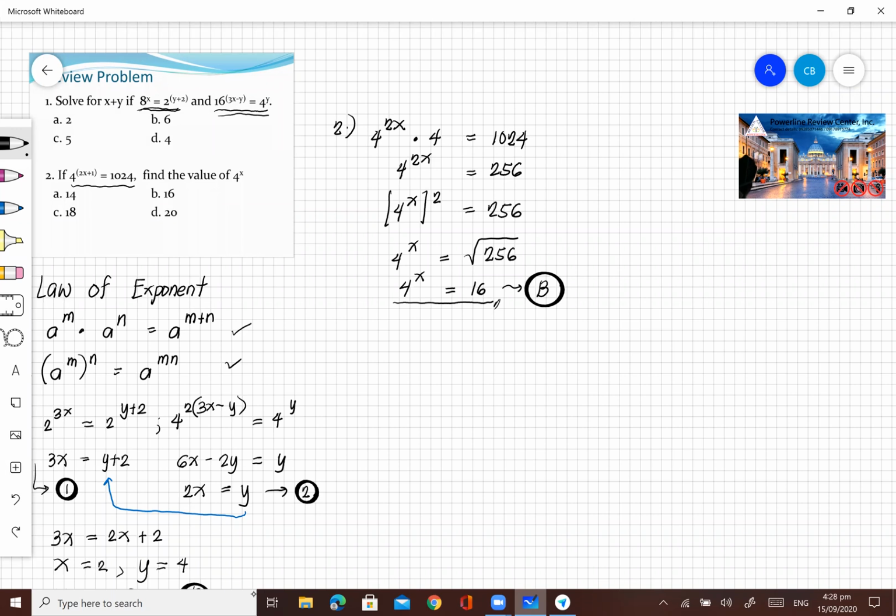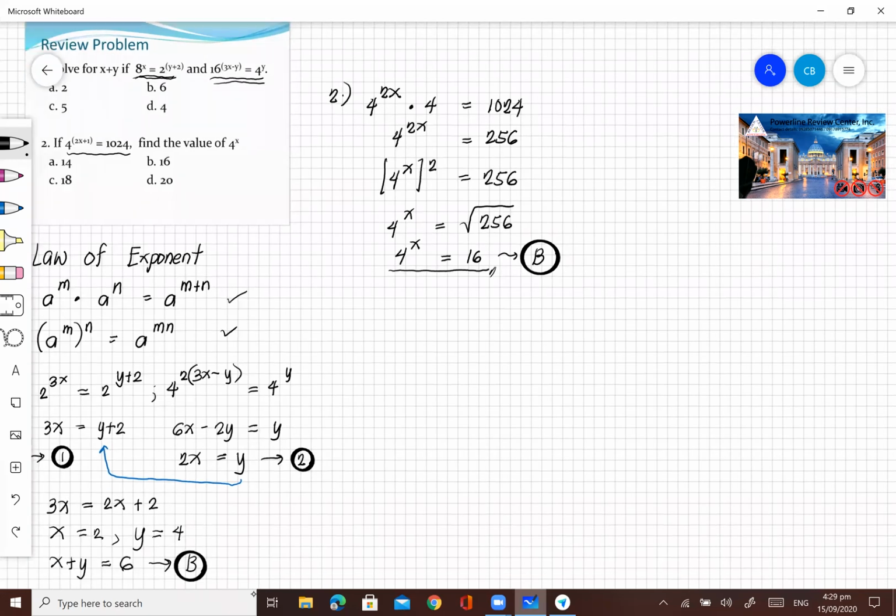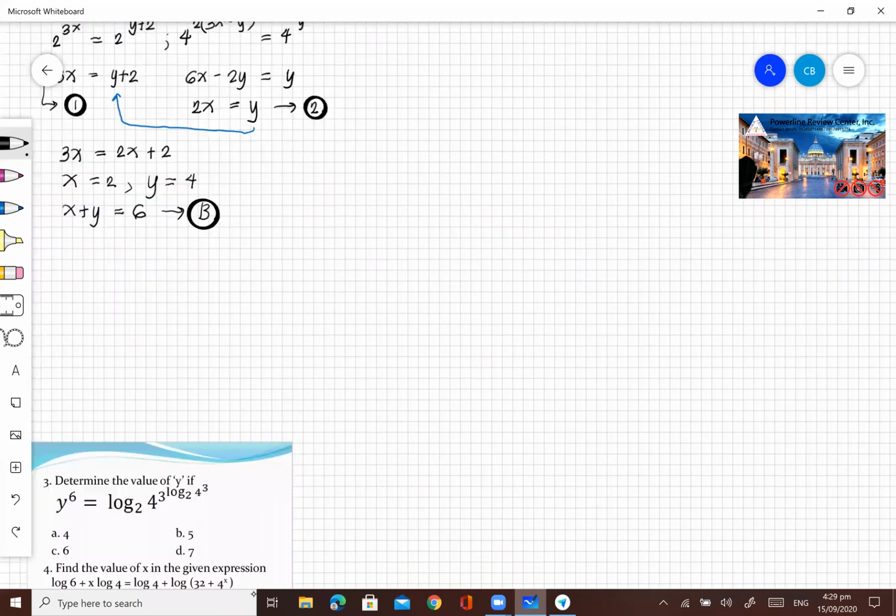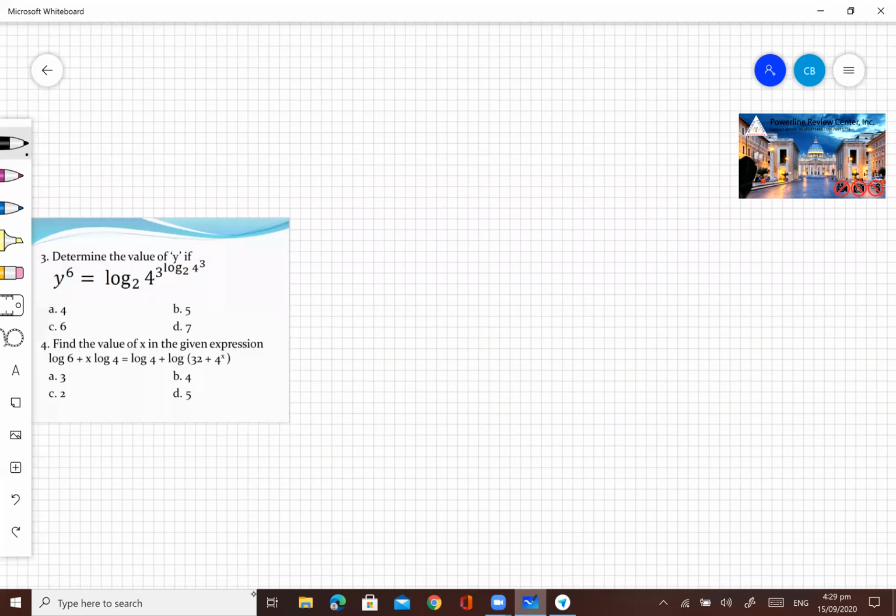May tanong ba? Any question regarding the first two problems? So, that is only under law of exponent. Okay tayo doon? So, pwede kong iwanan yung ating problem number 2. So, let us try to solve yung ating next problem. Taas ko na lang.